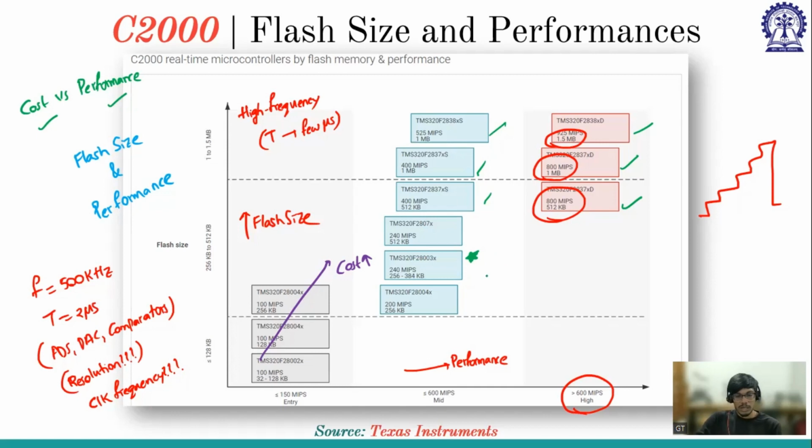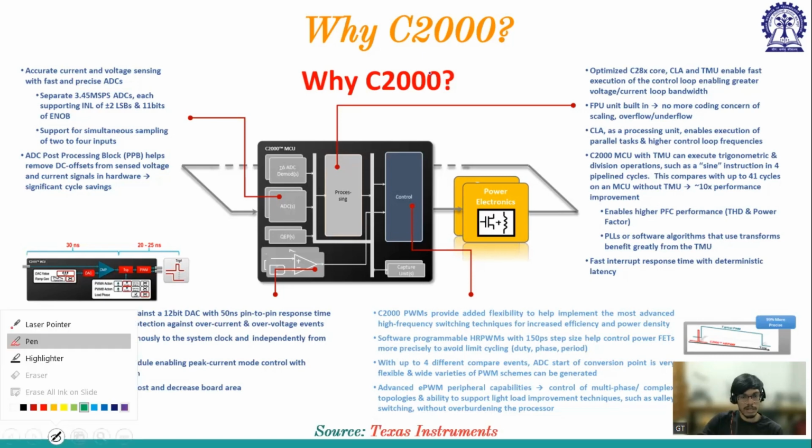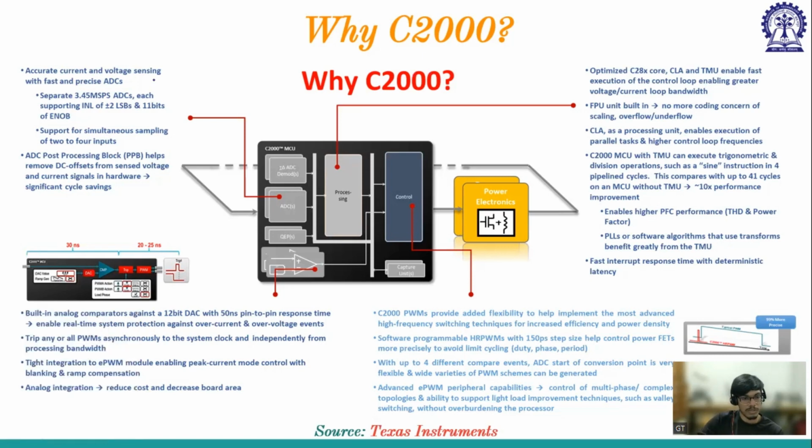Yes. So again, these are different, similar to what we had discussed in STM32, why we had gone for that STM32G4 series, because it is optimized for mixed signal application. Similarly, why C2000? Because it has accurate voltage sensing and precise ADCs, built-in DACs, built-in comparators, and very high resolution PWM. They have different benefits as well, as they are saying EPWM mode enabling peak current mode control, also ramp compensation.